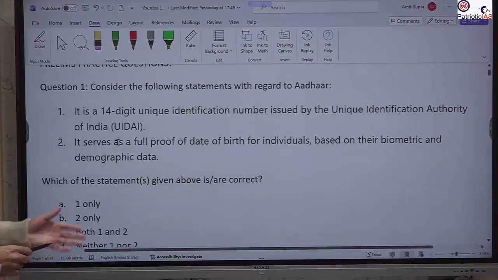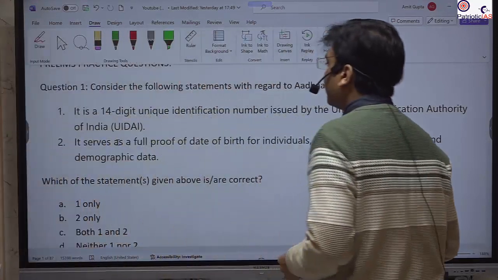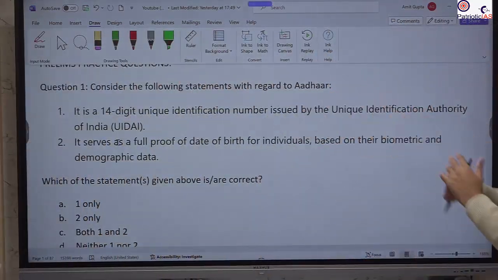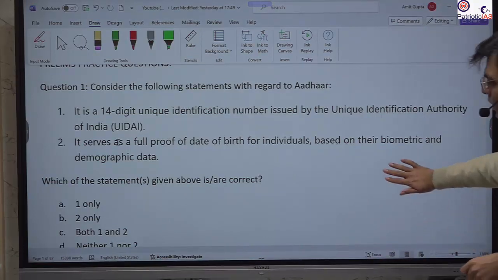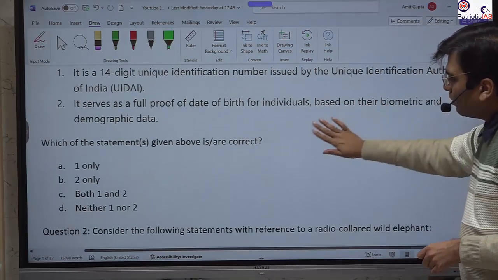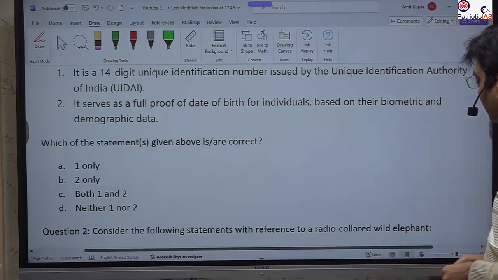So take the first question, that is on the Aadhaar. Consider the following statements with regard to the Aadhaar. One: it is a 14-digit unique identification number issued by the UIDAI. Two: it serves as the foolproof for the date of birth for the individual based on the biometric and the demographic data. How many of these are correct? One only, two only, both one and two, neither one nor two.